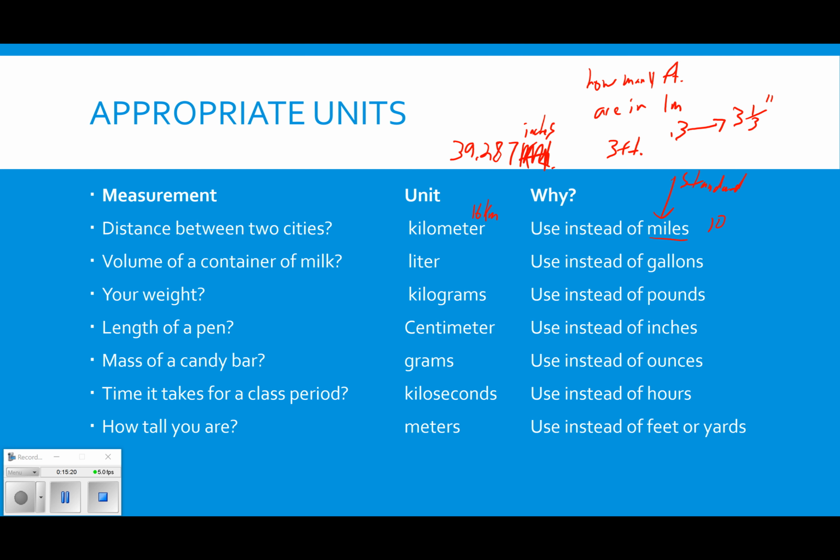Volume of a container of milk, metric system we use liters instead of gallons. Weight we use kilograms instead of pounds. I think this is awfully difficult to try and say, oh, well, I weigh about 84 kilograms instead of 150 pounds.